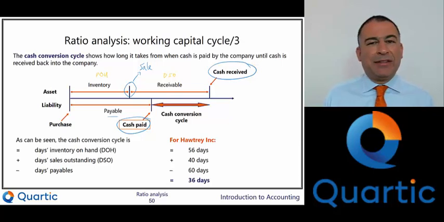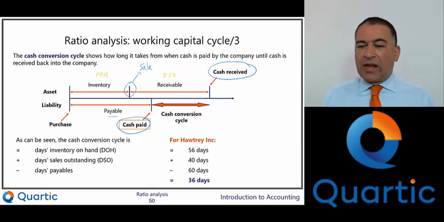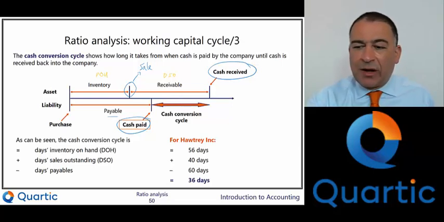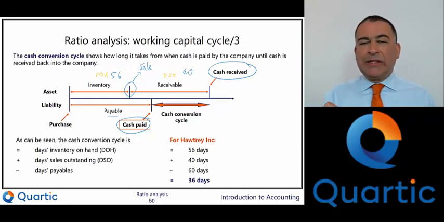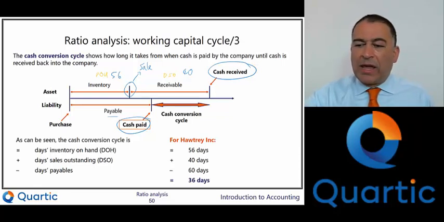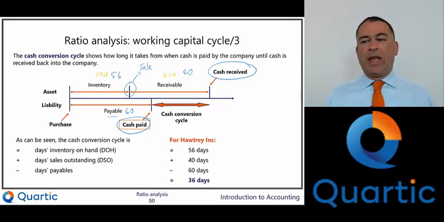Now, of course, it depends on the exact numbers. For Hawtree Inc., for example, you've got DOH of 56. So here we've got 56 days. You've got receivables, so DSO of 40. So you can see we're getting money in 96 days after we purchase the inventory. That's quite slow, but we're not paying until 60 days after we purchase the inventory. And so overall net is 36 days.